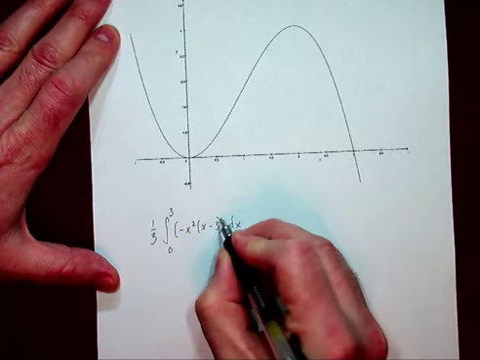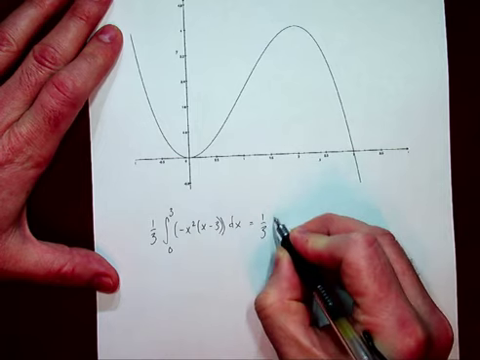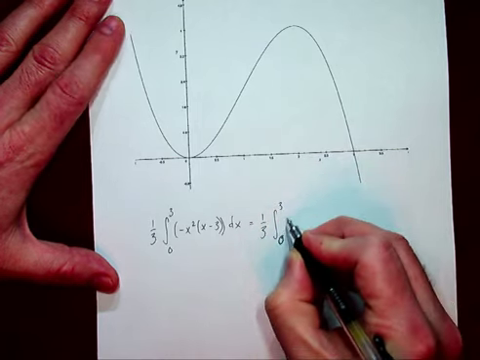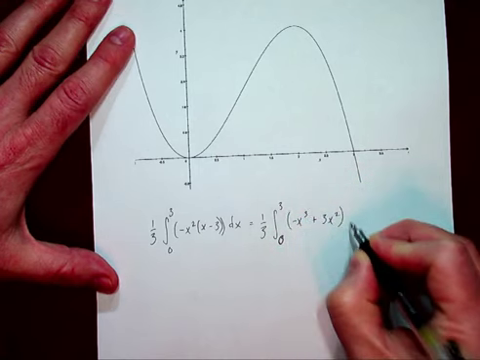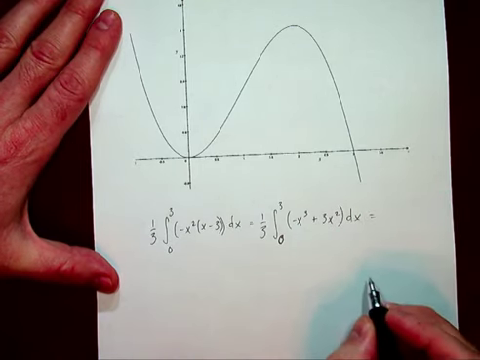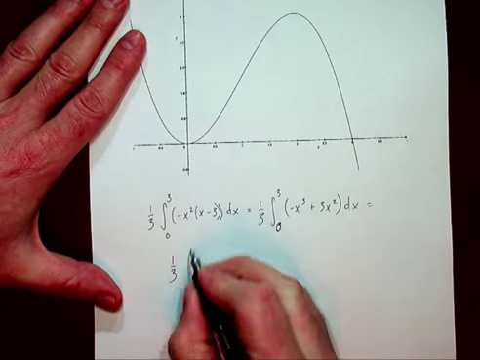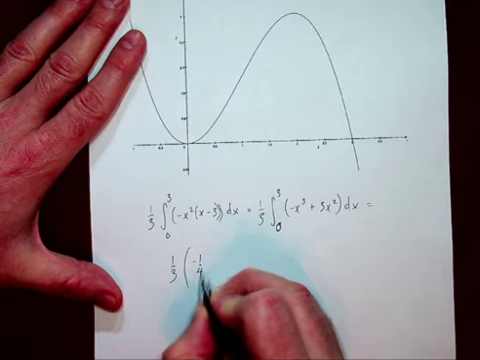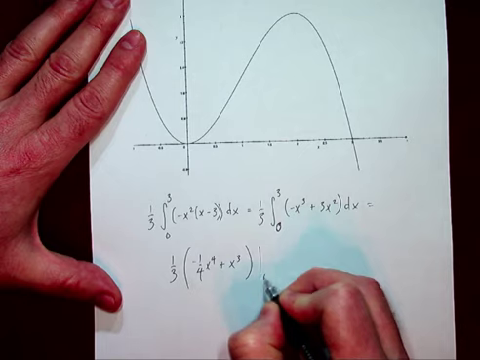Now, thankfully, in order to get it in polynomial form, all I'm really going to do is just distribute that negative x squared. It becomes negative x cubed plus 3x squared dx. Okay. Well, let's go ahead and integrate that. We have 1/3, since the constant always just comes along for the ride. And I have negative 1/4 x to the 4th plus x cubed, and I'm going to be evaluating from 0 to 3.